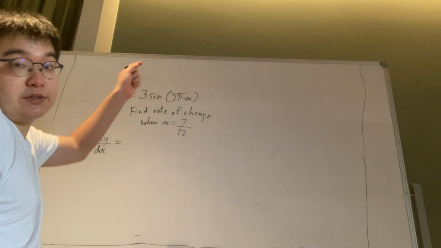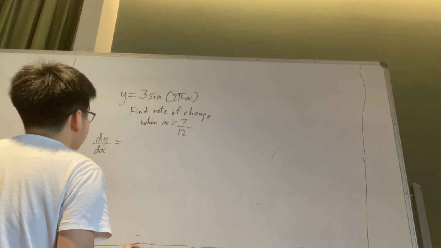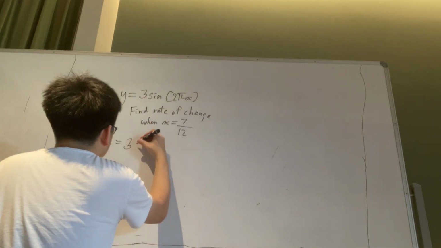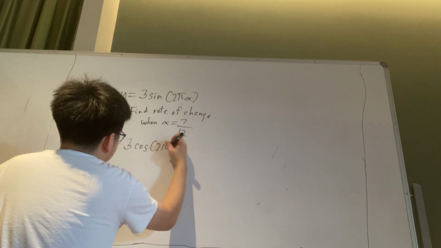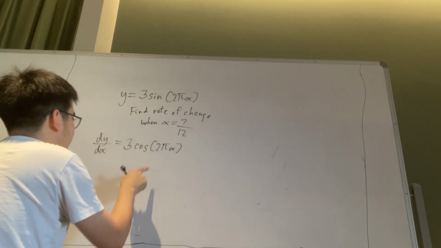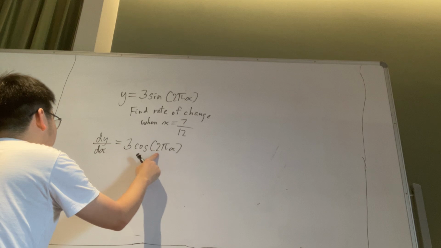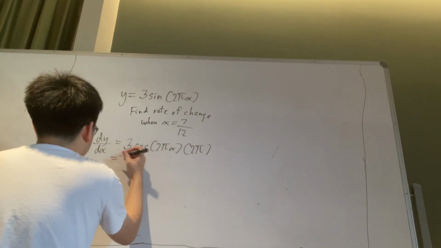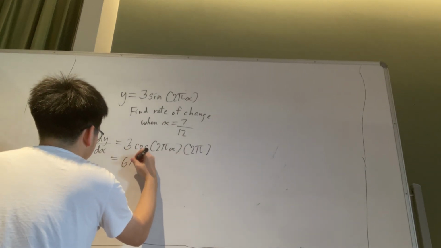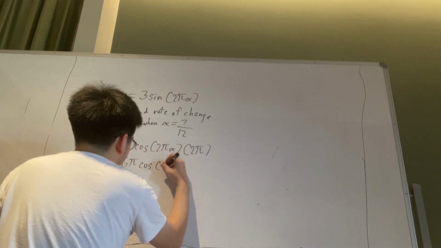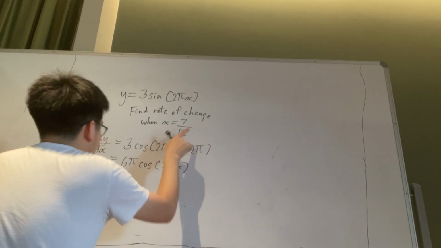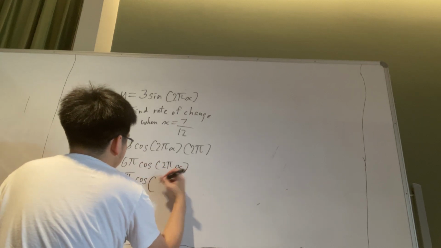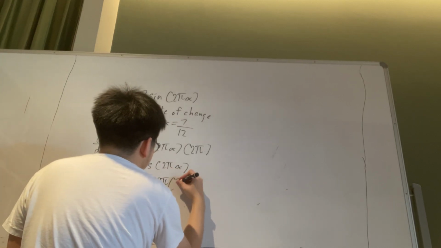Okay, this is a composite function. I get 3 times the derivative of sine, which is cosine. So you get 3 cosine of 2 pi x, and then you multiply by the derivative of the inside, 2 pi x, which is just going to be 2 pi. 3 times 2 pi, 6 pi, cosine 2 pi x. You want x equals 7/12, so 6 pi cosine of 2 pi times 7 over 12.